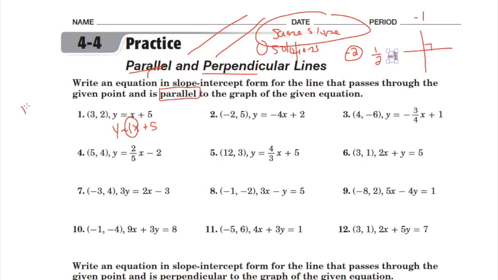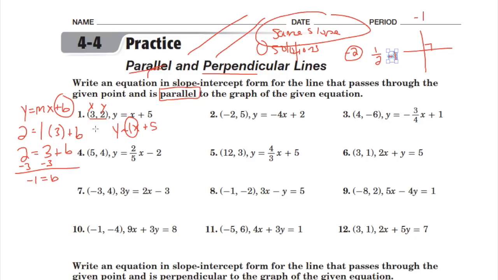So I'll go off to the side here and write y equals mx plus b. And similar to the worksheet 4.1, we're going to substitute in the x value and the y value and solve for b. So the y value is 2. The m is the same slope as what's given, so I'm going to put a 1 in. And my x value is 3, and then plus b. So we get 2 equals 3 plus b, minus 3 minus 3. -1 is my b value.